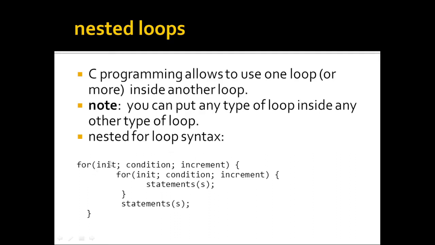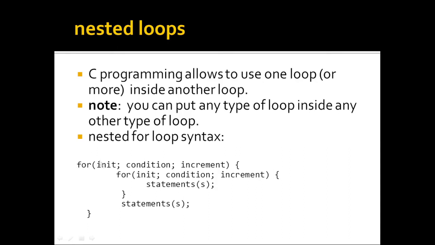So we have for, initialization, semicolon, condition, semicolon, increment. So open, and this is the close parenthesis for the loop. So this is our outer loop, and then we have here another loop with initialization, condition, increment. We have here the statements. So this statement is actually inside the inner loop, and then we have all statements here that are outside the loop.